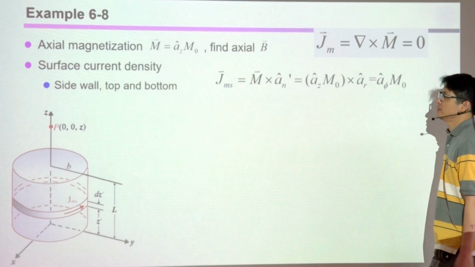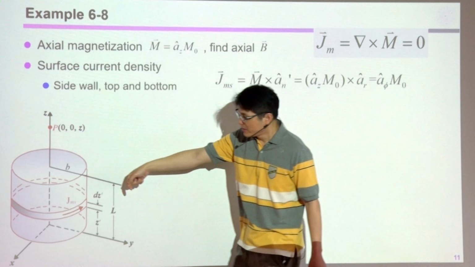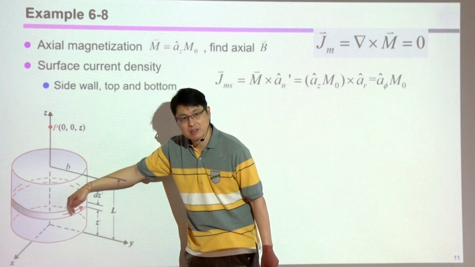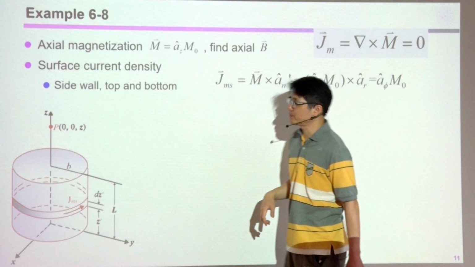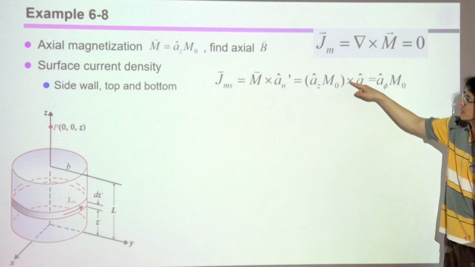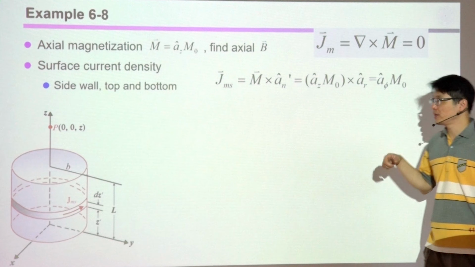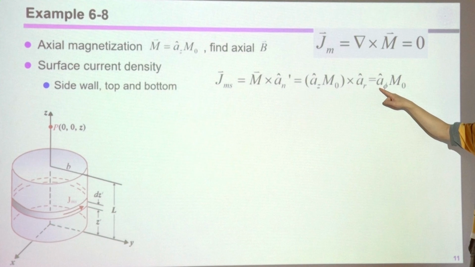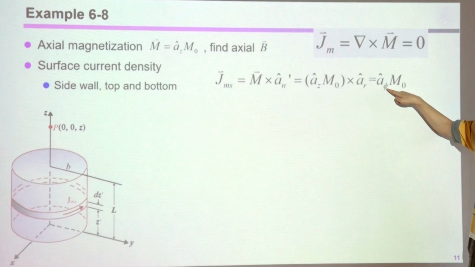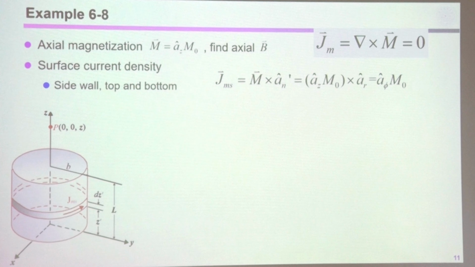Okay? So basically, you perform M cross a_n. In this case, the surface normal everywhere on the cylindrical surface is pointing in the radial direction. So you have the z direction M0 as a constant, making a cross product with a_r. Z cross r is phi. So the resulting surface magnetization current density is pointing everywhere in the phi direction and with a magnitude of M0. So what does that mean?